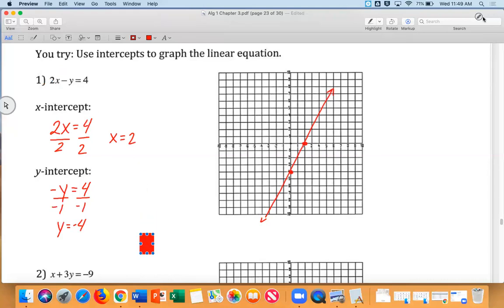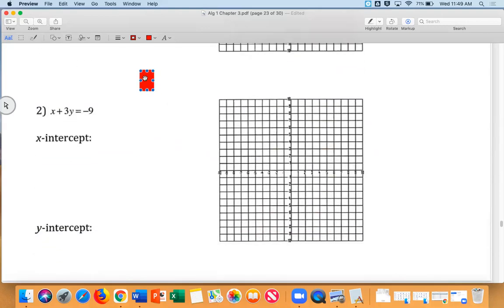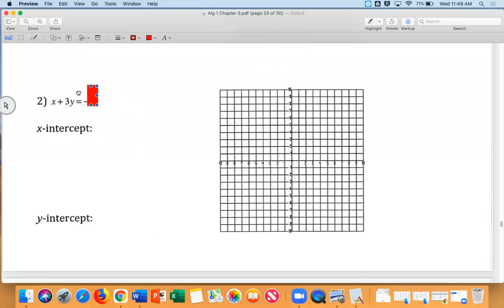So let's look at number 2. Tyler, what did you get for your x-intercept? Cover up the y. What do we got? Tyler, it's not on your phone. X equals negative 9. That's all the way down here.